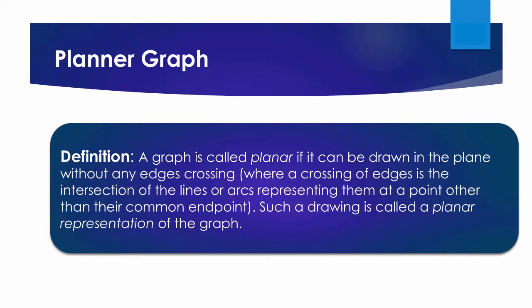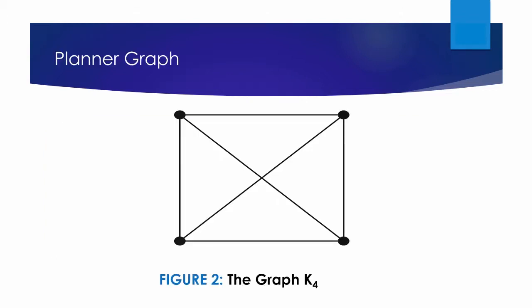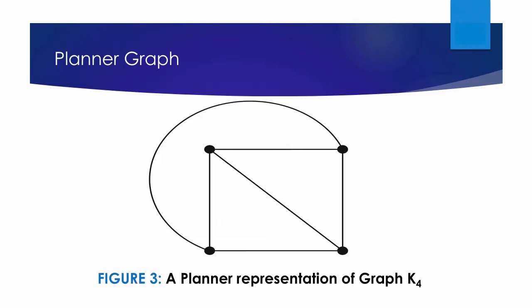A graph may be planar even if it's usually drawn with crossings, because it may be possible to draw it in a different way without crossings. So let us take an example so we understand the definition of a planar graph. Is K4, shown in figure 2 with two edges crossing, planar? The answer is K4 is planar because it can be drawn without crossings as shown in figure 3. So the only change we made is we drew one edge in a different way.